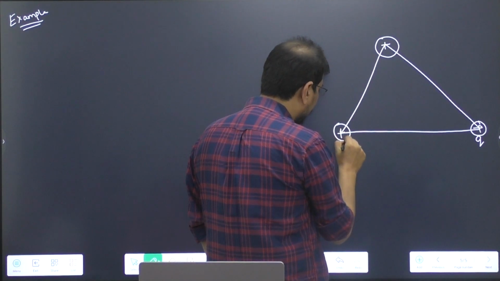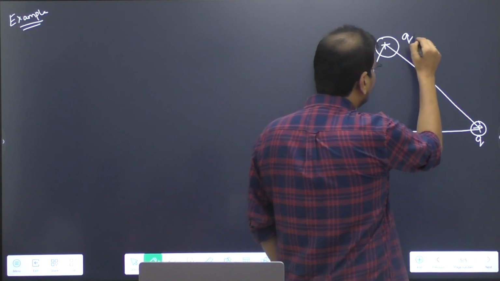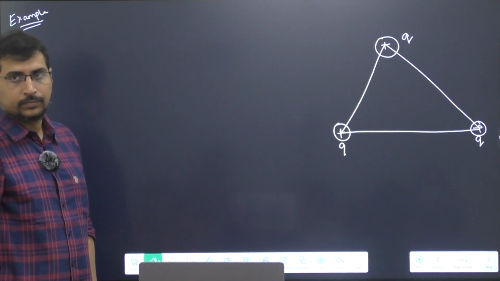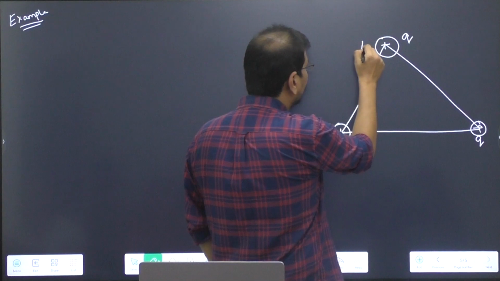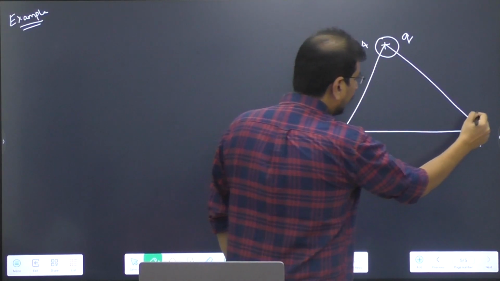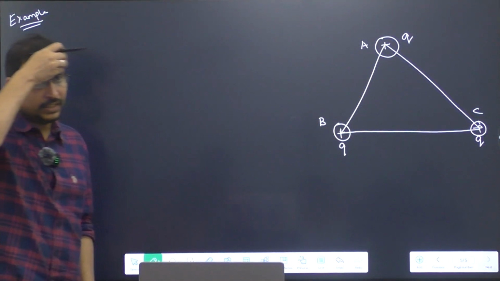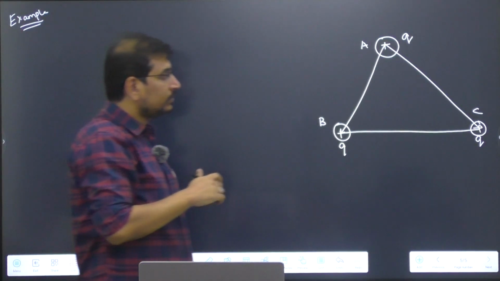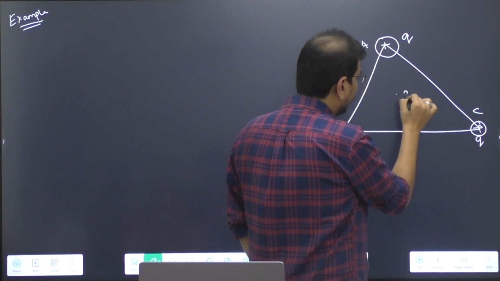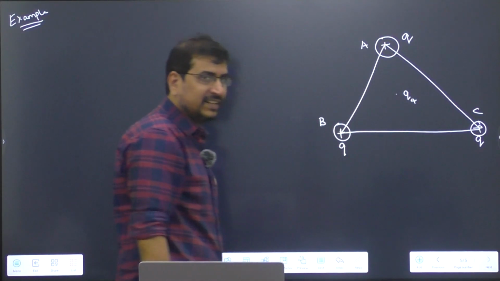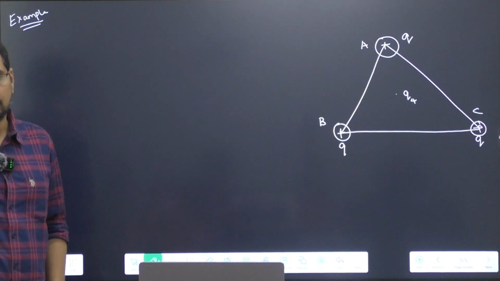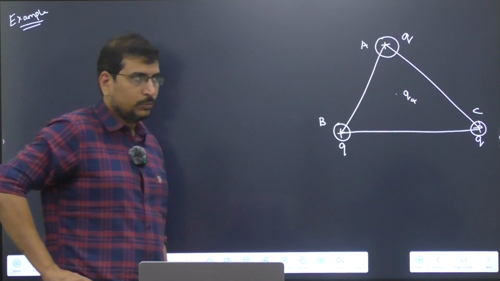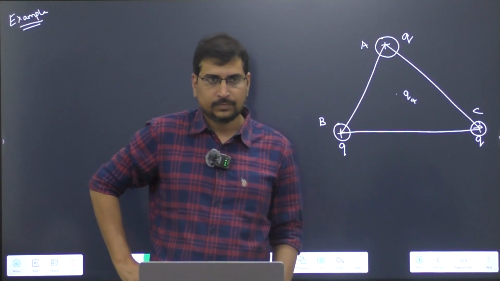I have 3 point charges placed at the vertices of an equilateral triangle. So it's going to be A, B, and C. There is a fourth charge, let's say Q4, which is placed exactly at the centroid of the triangle. What is going to be the force experienced? Logically, it should be zero.